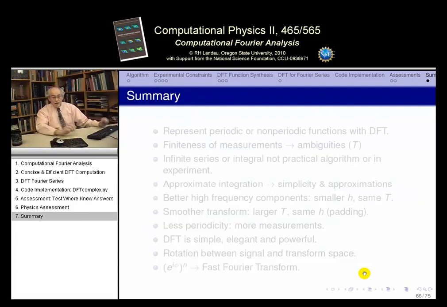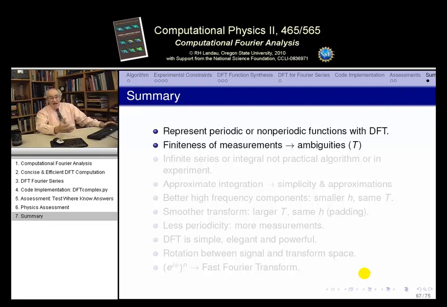Finally, let's quit. We've done enough. It's been a long time. But now you have this valuable tool. We can represent any periodic or non-periodic function with a discrete Fourier transform, or what we'll call for the rest of our lives DFT. Okay? And it's a very nice way of representing functions.